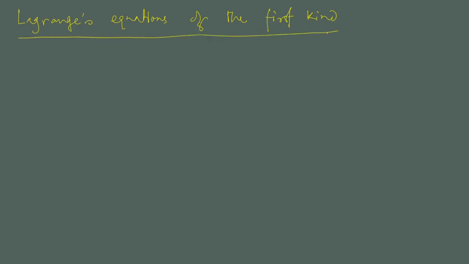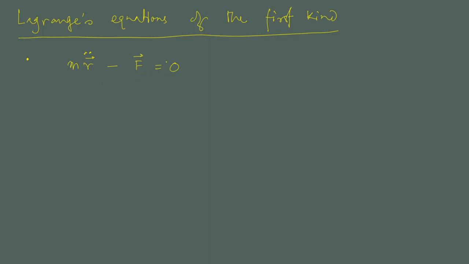Hello. In this lecture, we will look at Lagrange's equations of the first kind. We have discussed in our previous lectures that the Newtonian scheme requires that we have complete knowledge of all forces acting on a system. Say we have a single particle and we would like to describe its motion, then the equation of motion is given by mass times acceleration is equal to the total force.